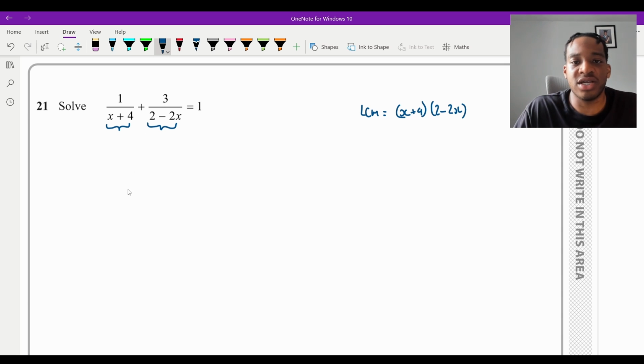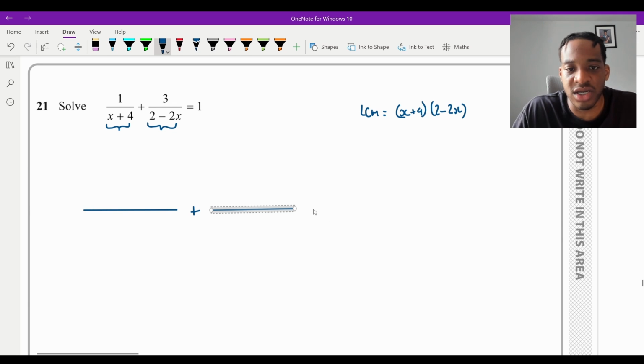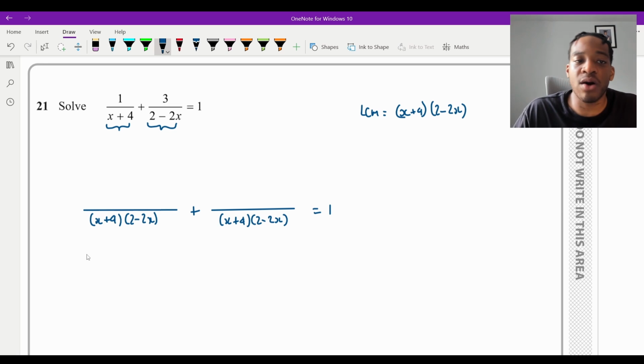Now, in this case, you're going to say, fine, well, our new denominators are going to have the x plus 4 and the 2 minus 2x, isn't it? So I'll just write this like this. This is equal to 1. It's going to be x plus 4 and then 2 minus 2x. And it's going to be another x plus 4 and then 2 minus 2x. Okay. So now we need to write the equivalent fraction. Remember, fractions are equivalent, so whatever I've done to the bottom, I must do to the top.